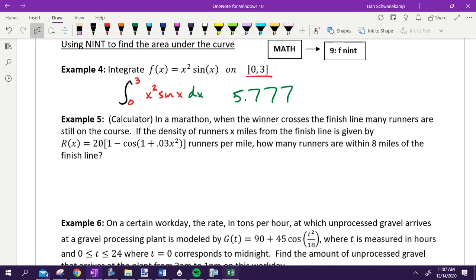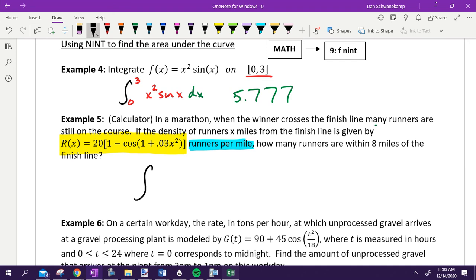Okay, in a marathon, when the winner crosses the finish line, many runners are still on the course. If the density of runners X miles from the finish line is given by this, so this equation right there is a rate. It tells you runners per mile. How many runners are within 8 miles of the finish line? So we are going to integrate.